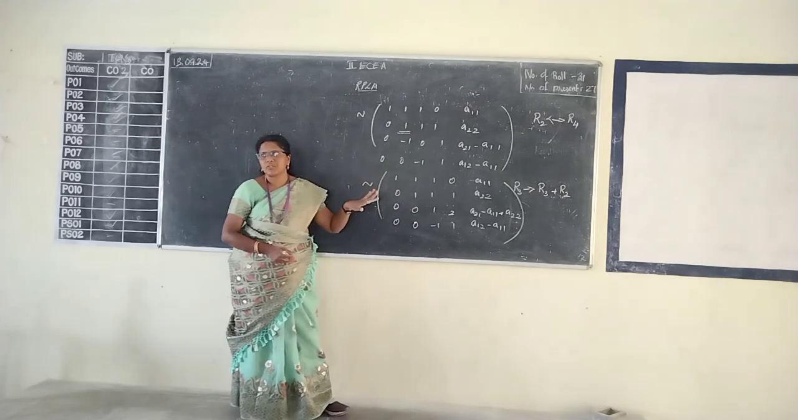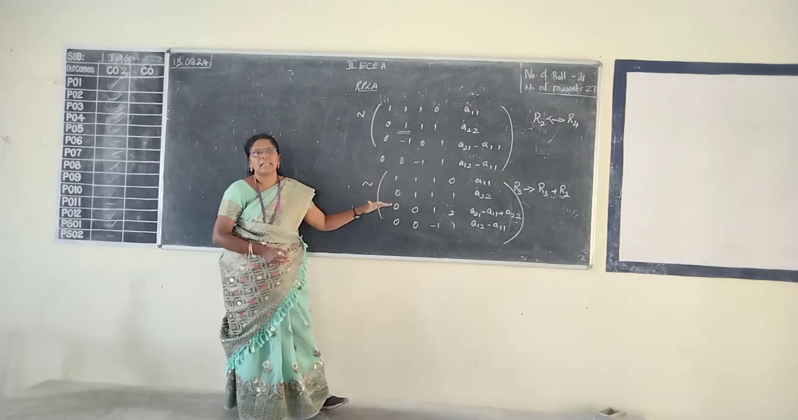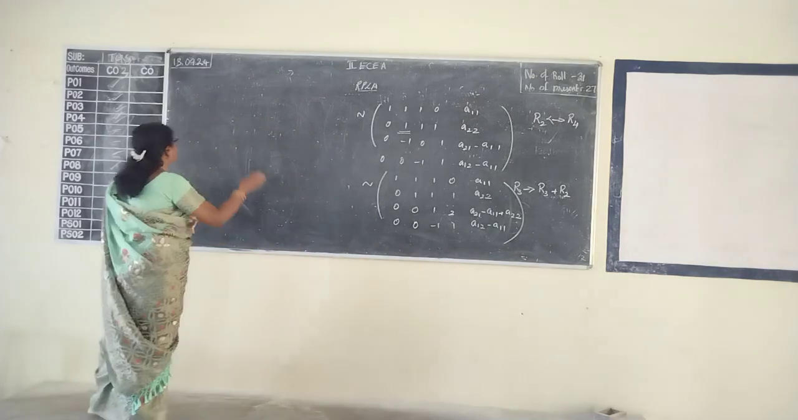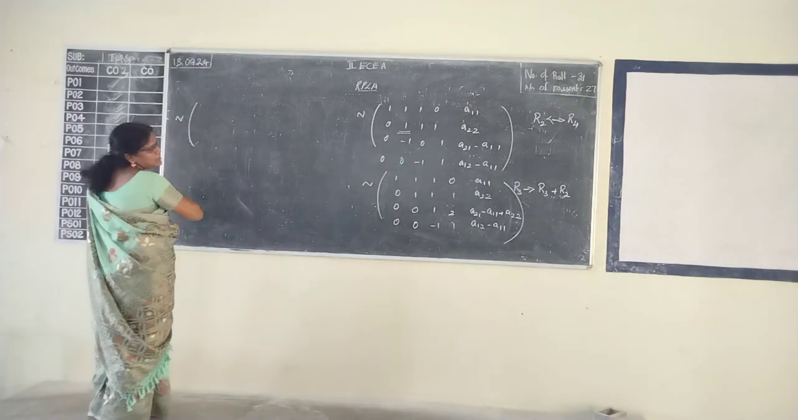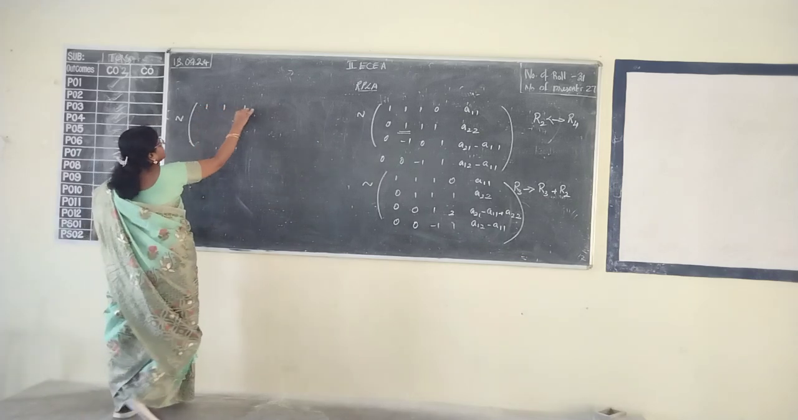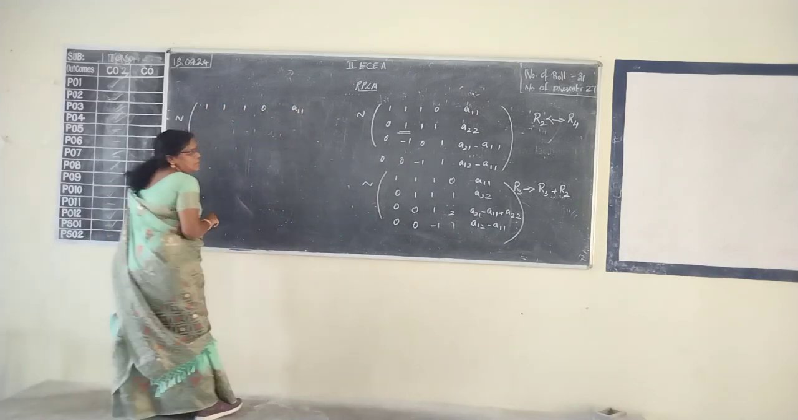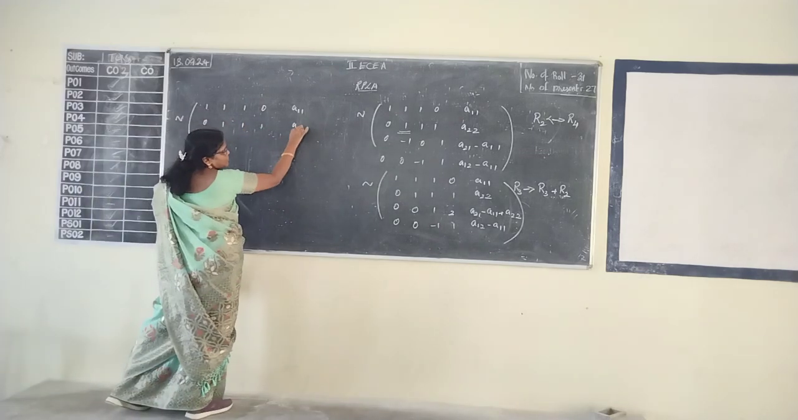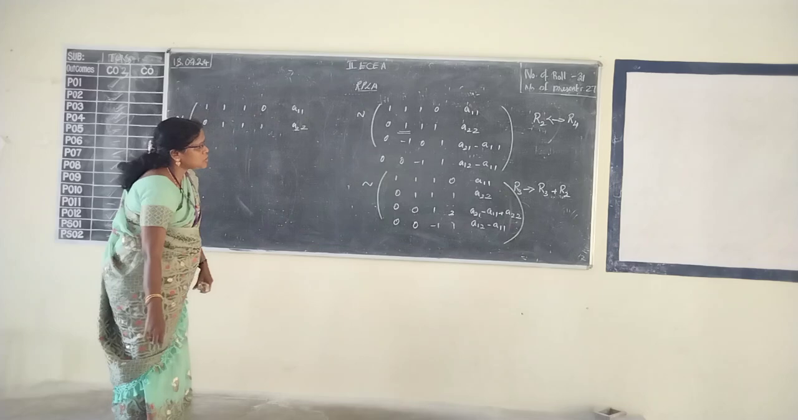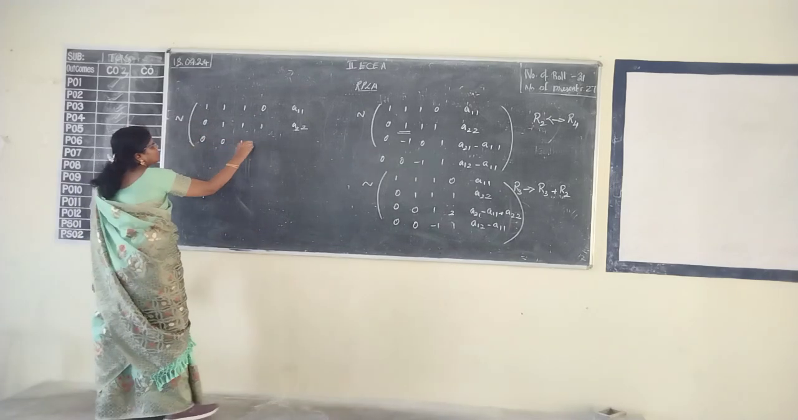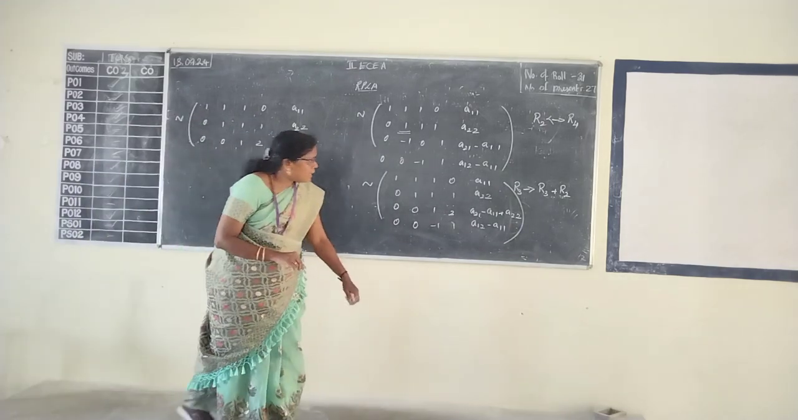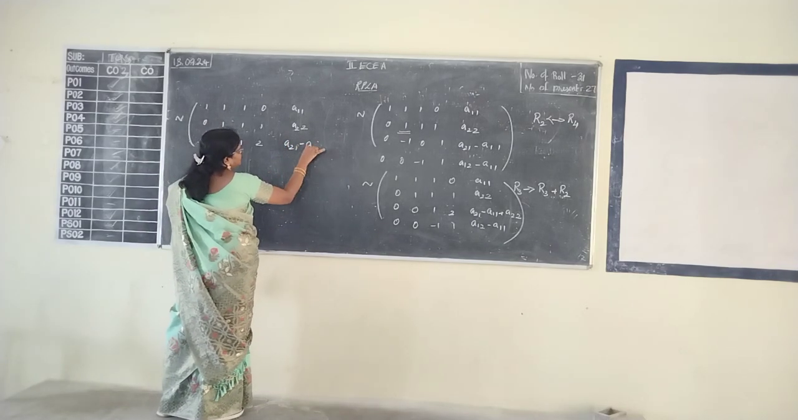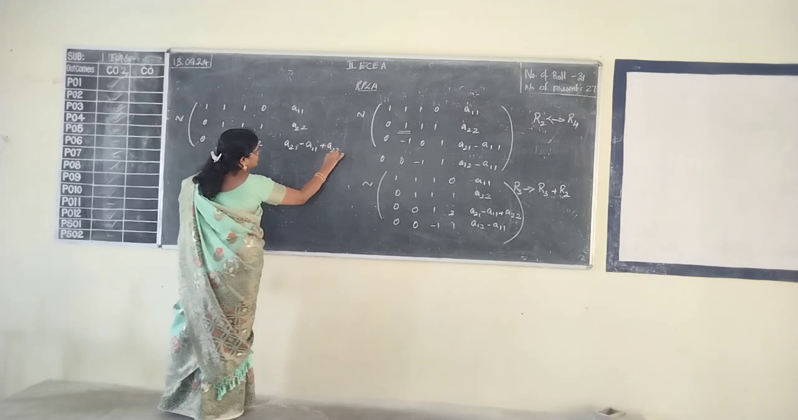So when you come to this step, there is no change in first, second and third row. You are going to make change only in the fourth row. So the first 3 rows remain the same. So 1 1 1 0 a11, then 0 1 1 a22, next one 0 0 1 2, what is this one? a21 minus a11 plus a2.